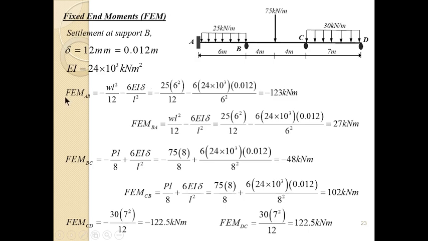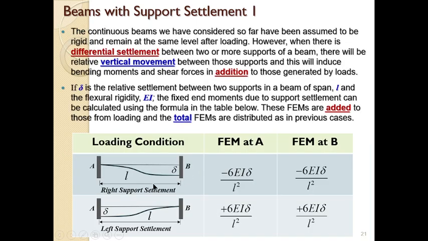So if we go to the fixed end moment at AB, remember it is B that is settling, that is the right hand support settling. That means the fixed end moment induced by the support settlement is going to be negative, both at A and B. We can go back to see the table. Remember this table: if it is the right hand support that is settling, the fixed end moment due to induced support settlement is negative. So let's go back.